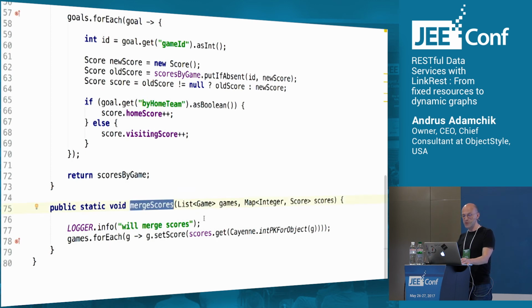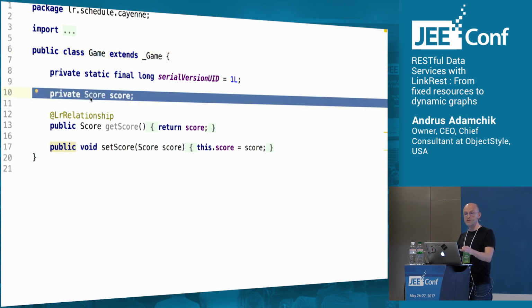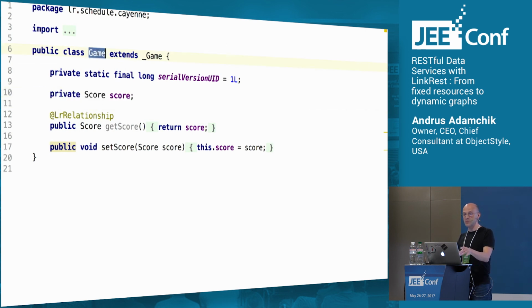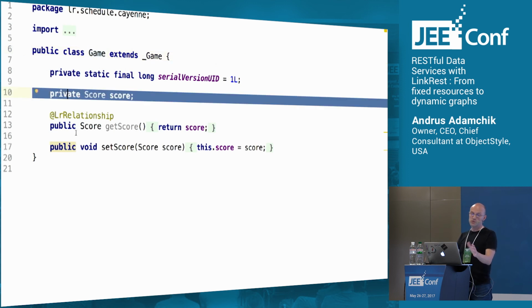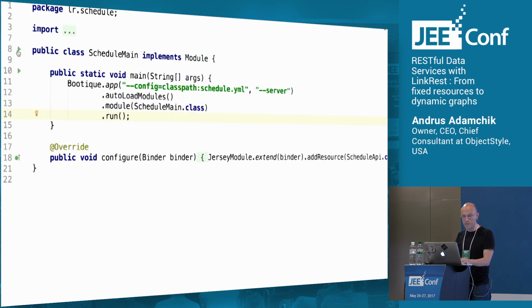So let's look at the game object. The game object has a score property, but it's not persistent. The game itself is persistent, so it's managed by Cayenne. But this property is just a regular property that you can set and get, and this is what we're doing with this. Now going to schedule main. Let me run this.